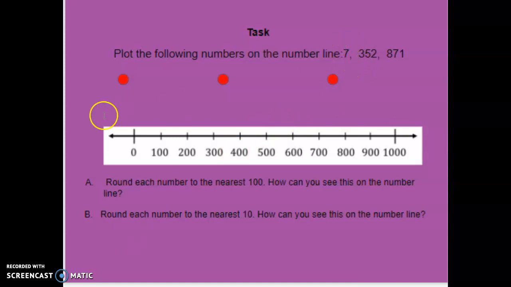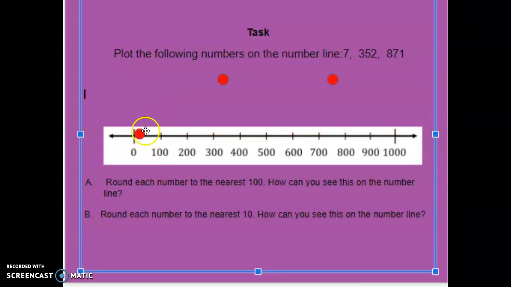The first number that we have is 7. I know that 7 is between 0 and 100 if I'm looking at this number line. But I also know that it's really, really close to 0 on this particular number line. So I'm going to place it really close to 0. Not quite on 0, but close.